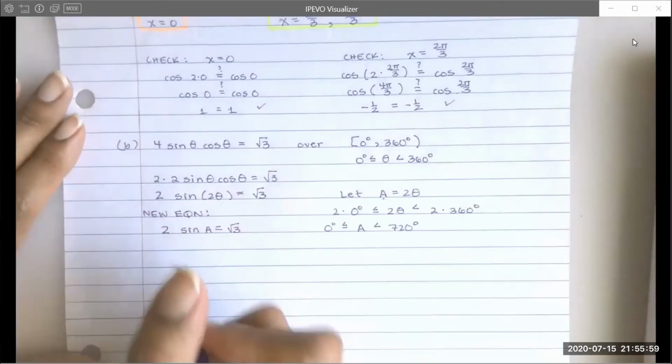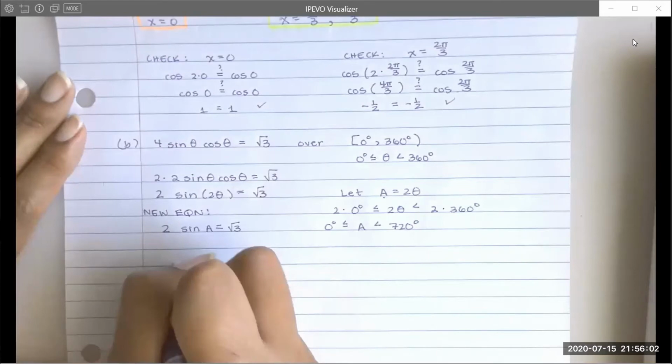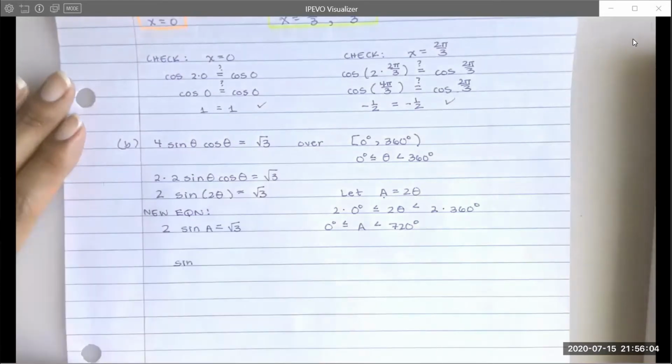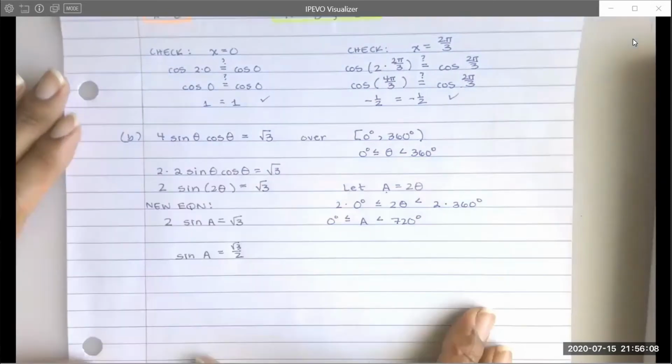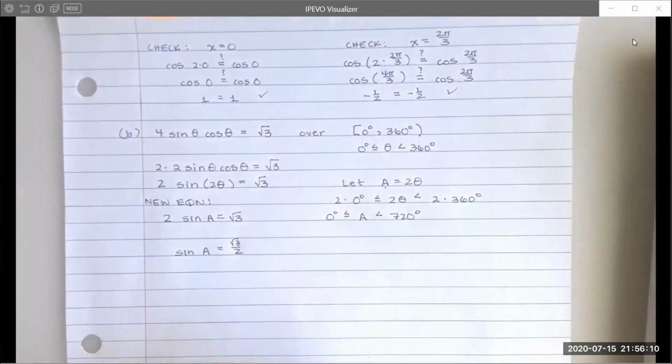Okay. So how do I solve that? Well, I simply divide by 2 both sides to get sine of a is equal to square root of 3 over 2. Now, where is sine of a square root of 3 over 2? Again, look at your unit circle.